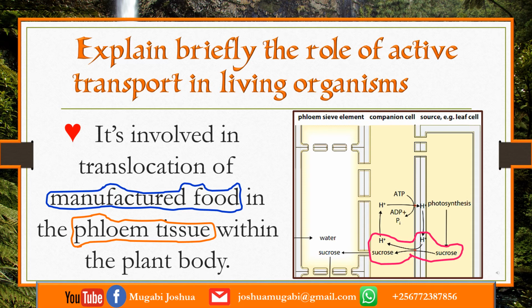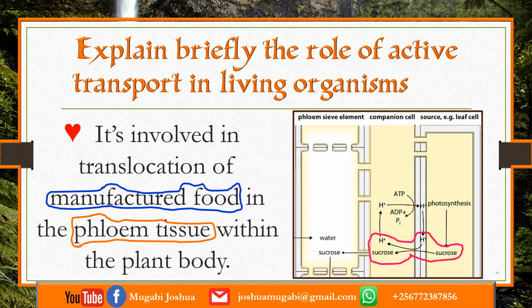And sucrose will enter into the cell wall, and when the hydrogen ions in the cell wall are being transported back into the companion cell cytoplasm, they will go with sucrose. So there is going to be a co-transport. That co-transporter, which is transporting hydrogen ions from the cell wall back into the cytoplasm of the companion cell, will transport the hydrogen ions at the same time transporting the sucrose.